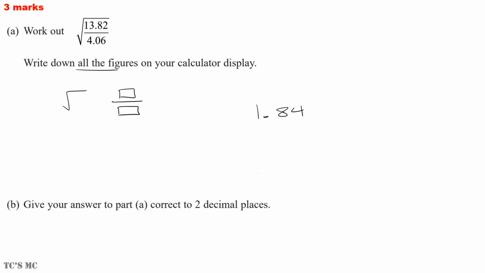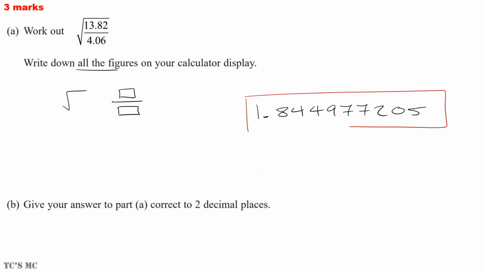1.84. For having written this much, we get 1 mark. Continue, and it's 4977205. And now we have a second mark for part A.